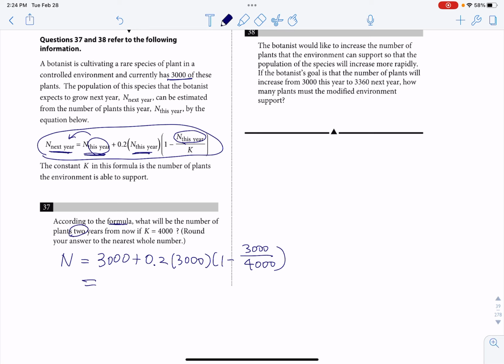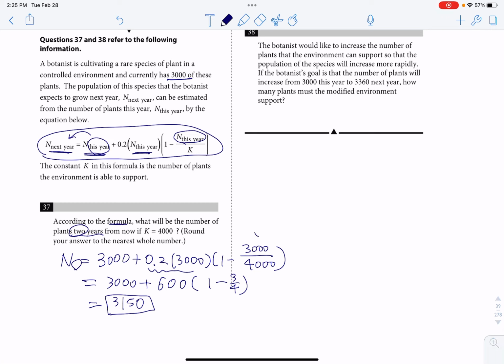plug it into the calculator, which is 3,000 plus 0.2 times 3,000, which will be 600, times 1 minus 3/4. So plug it in, times 0.25. So it will be 3,150. And this is the number of plants for the next year. Now, they want to know the number of plants 2 years from now. This is only for the next year from this year.